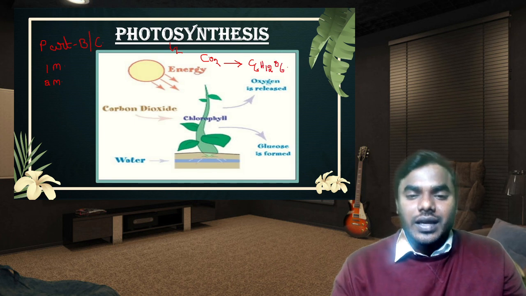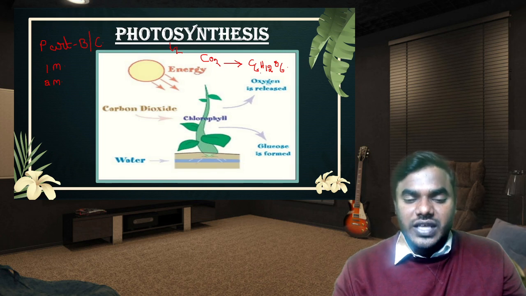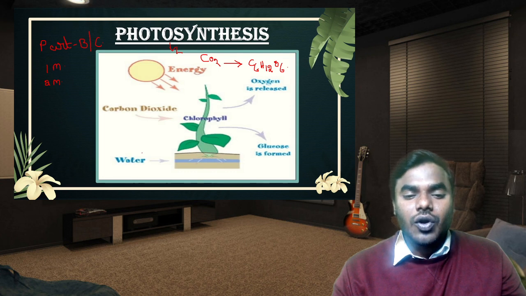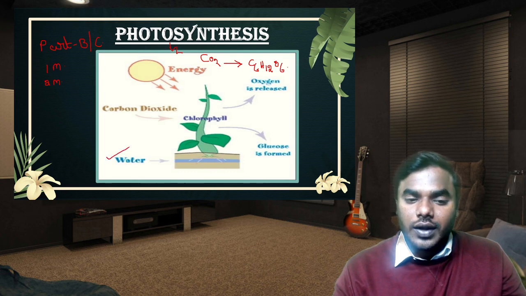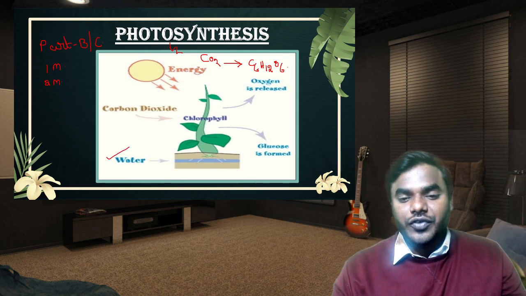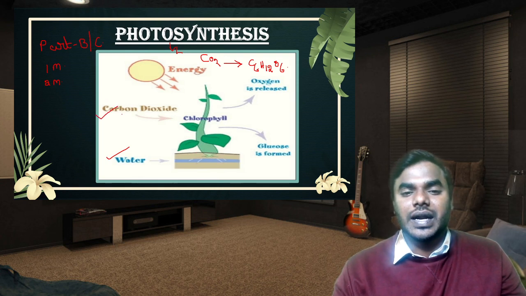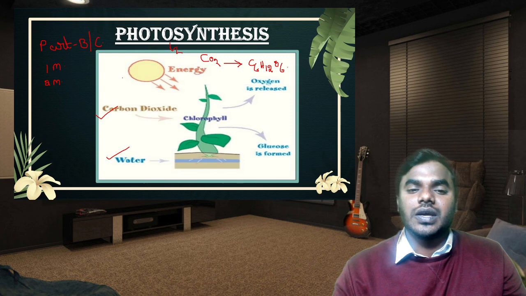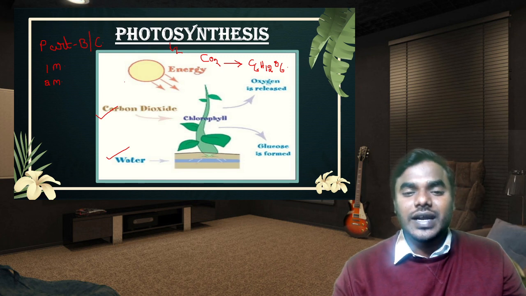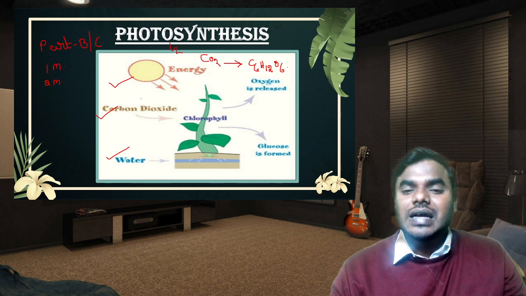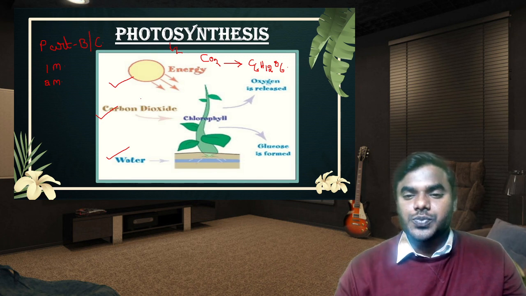But friends, if the plant wants to produce its food, what does it require? It requires different types of raw materials. Plant requires water, so the plant takes the water from the soil. Plant requires carbon dioxide; the plant takes carbon dioxide from the atmosphere. Plant requires energy. From where will it take it? It will take the energy from the sunlight. Never ever forget this particular point.